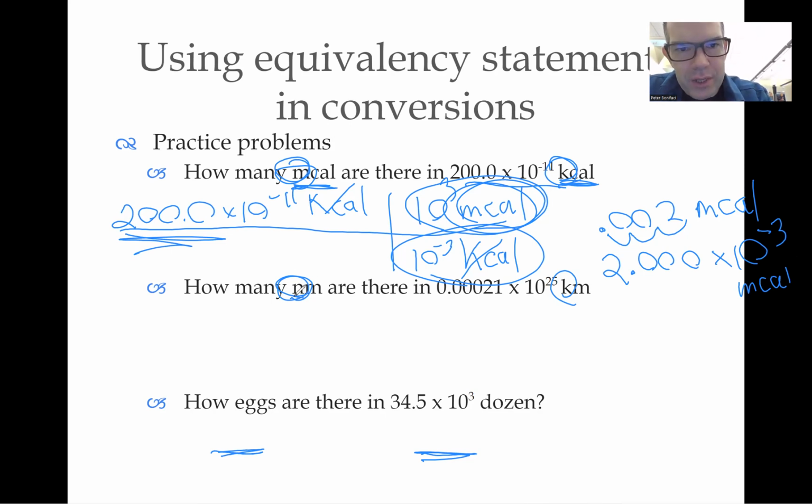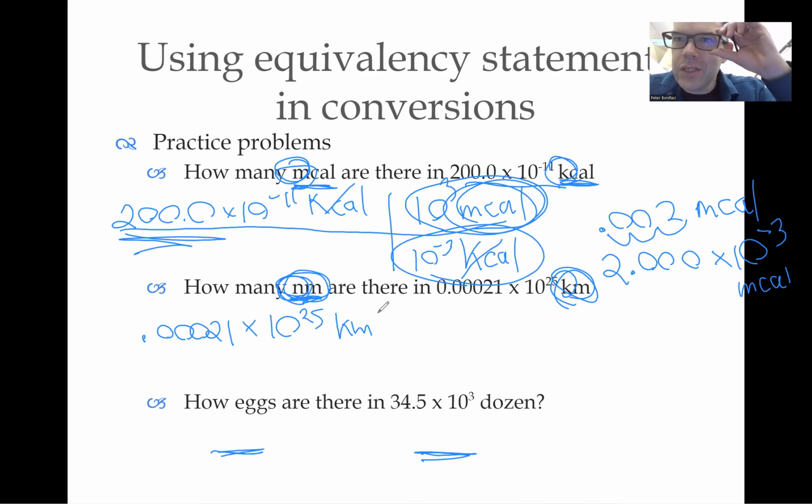Okay, there's only two that are kind of like this. We're going to go to nanometers, and we're going to start with kilometers. Okay, so I'm going to start with my front number. 0.00021 times 10 to the 25 kilometers. And we're practicing the big exponents because later in this unit we're going to start counting how many atoms there are in things, and that's going to be times 10 to 23 and things like that all the time.